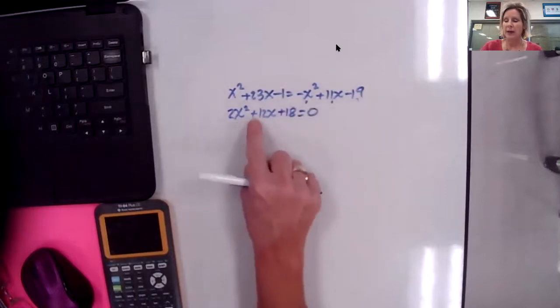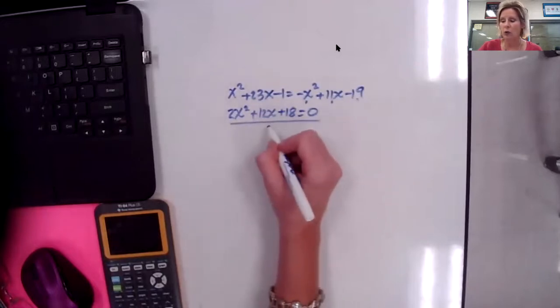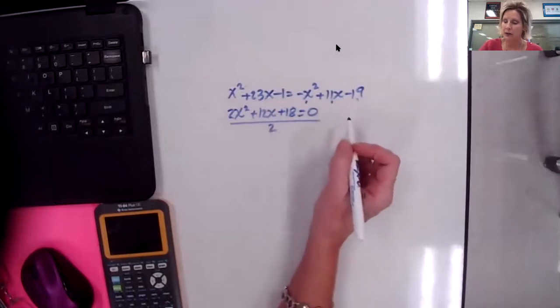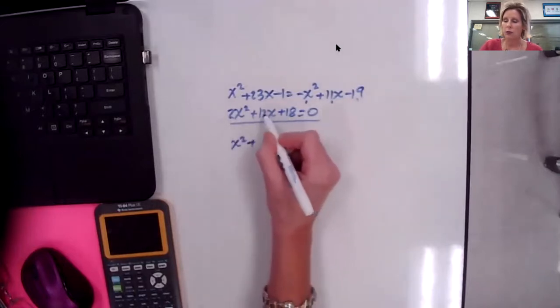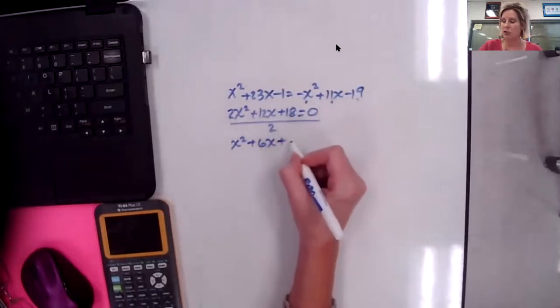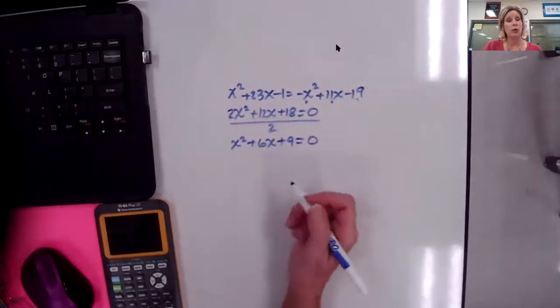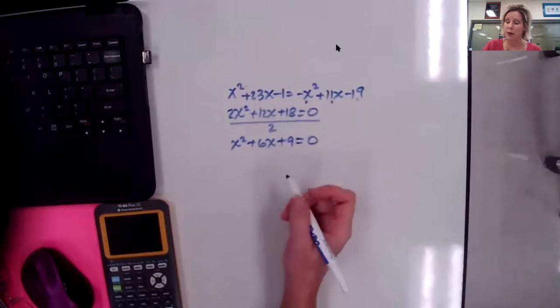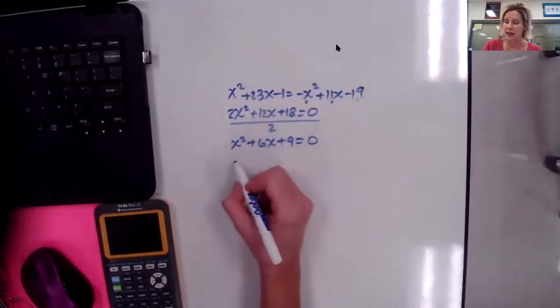Just like the last time, I happen to notice that all my numbers are divisible by 2. You're not required to make the number smaller, but I like to. 2 divided by 2 is 1x squared. 12 divided by 2 is 6. 18 divided by 2 is 9. And 0 divided by 2 is 0. We're going to go into the quadratic formula because that's what we're practicing. A is 1, B is 6, C is 9.